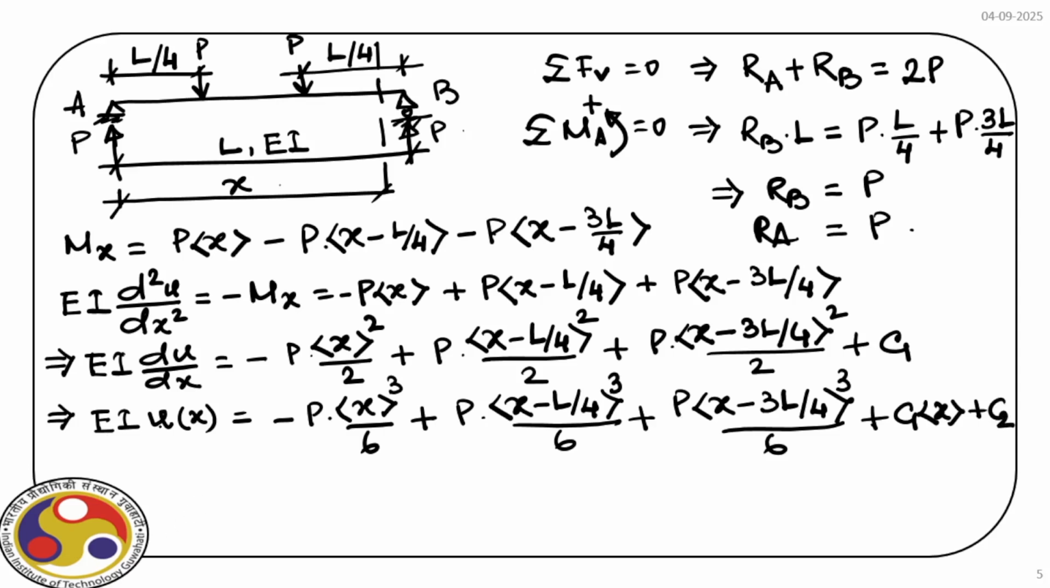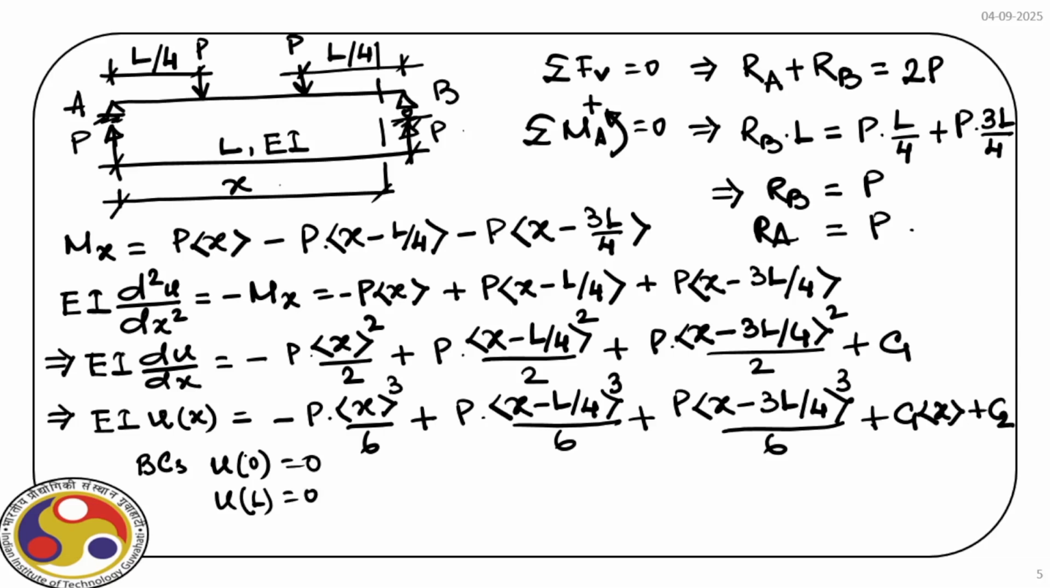Now the only task is to apply boundary conditions. So if we see the boundary conditions, we have u(0) is equal to 0 and u(L) is equal to 0. That means at the two extreme ends, we have no deflection.